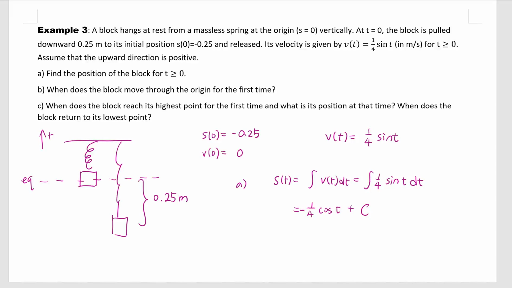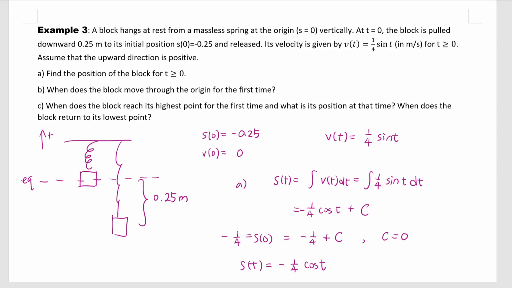Okay, and to find the constant, we plug in the initial displacement. So s of 0 is minus 0.25, which is actually minus 1/4. And when you plug in 0, cosine 0 is actually 1. You see, C is actually 0 in this case. So s of t is minus 1/4 cosine t. That is part A.